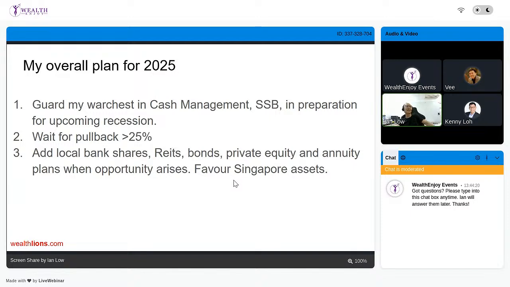So if you tell me somewhere in London, I'm not interested. Somewhere in Hong Kong, I'm not interested, all right. I favor Singapore assets. I'm becoming risk averse. This is my retirement money, for me and my wife's retirement. All right.